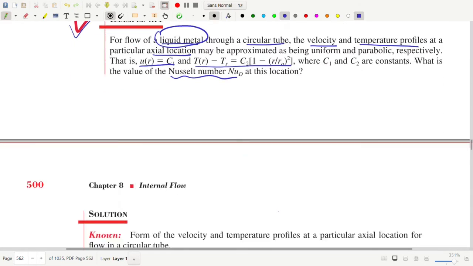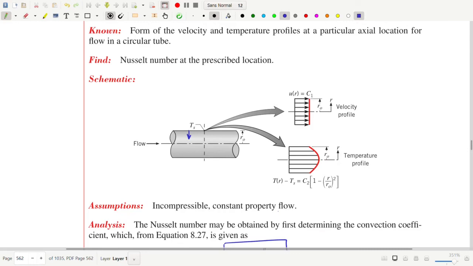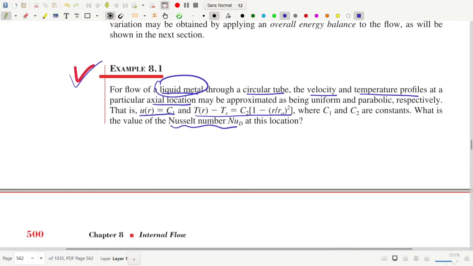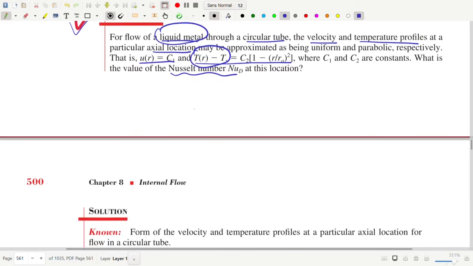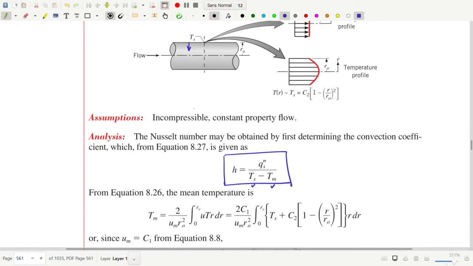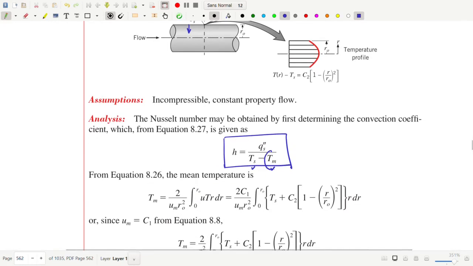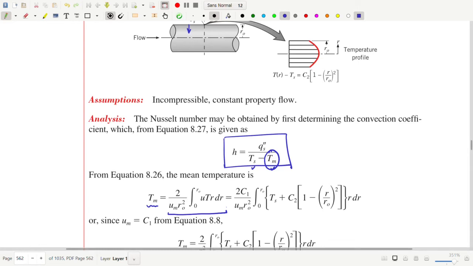Okay, so the T surface is not given, but the T mean variation is. In fact, in this case, T(r) minus T surface, which is the temperature at any radial location minus the surface temperature, is given as parabolic. So the first thing we have to do is calculate the mean temperature. If you remember from the definition of the mean temperature, it's given as this. So we estimate the mean temperature as the temperature that would produce the same amount of advection of the rate of heat transfer through any given cross section.